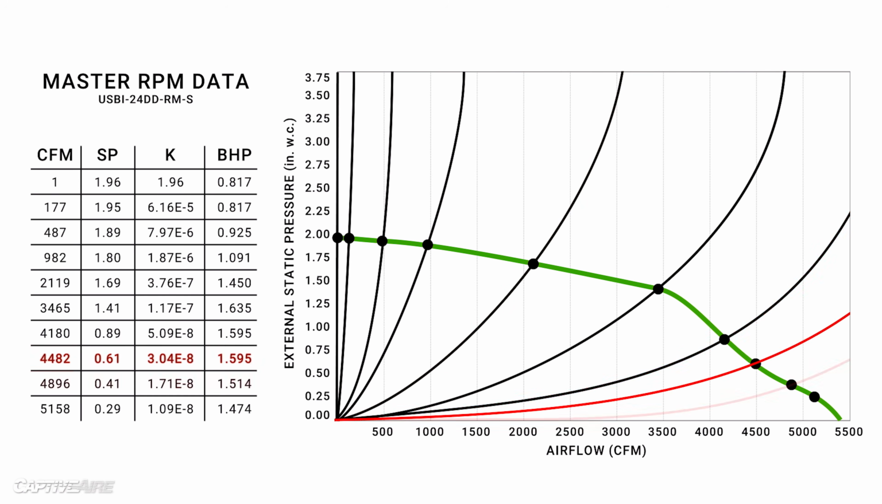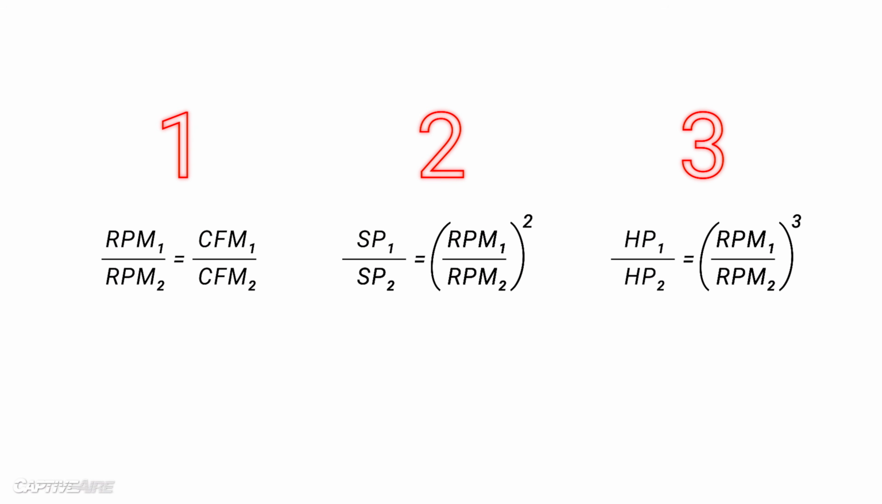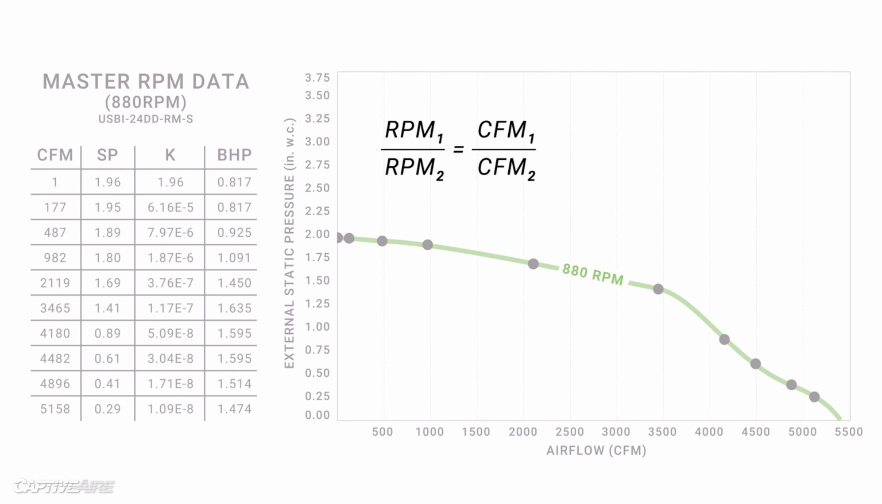Now that we've learned about K-factor, we can start plotting our RPM and horsepower lines. And to do this, we'll have to use the fan affinity laws. We learned about these in the last video, but in summary, there are three basic sets of fan affinity laws, and it relates fan RPM to CFM, fan RPM to static pressure, and fan RPM to fan power. Let's use the first fan law to plot another RPM line.